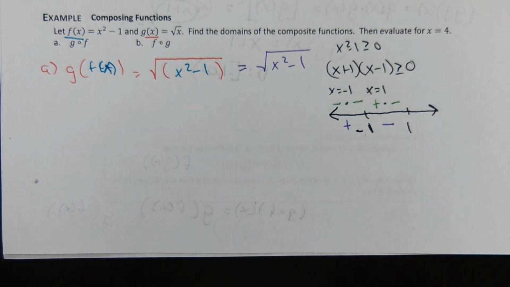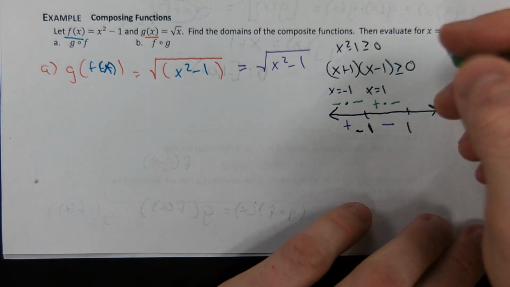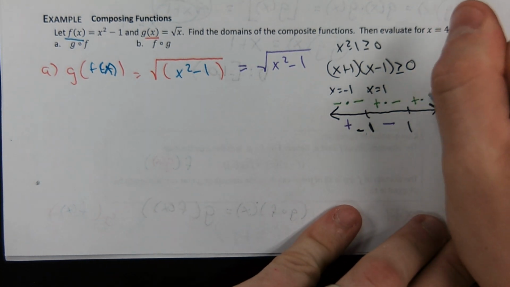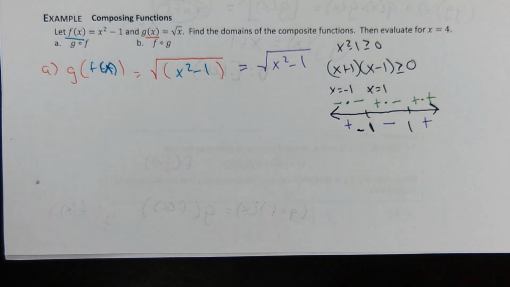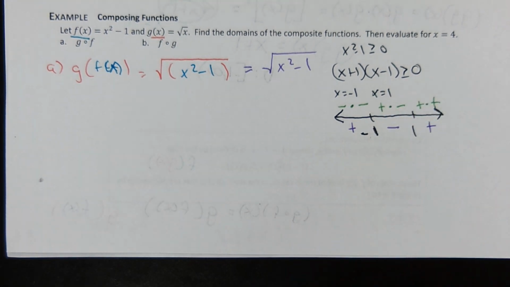And grab a number to the right of 1, like 2. 2 plus 1 is positive. 2 minus 1 is positive. And that product will once again be positive. It says greater than or equal to 0. Was I looking for positives or negatives?